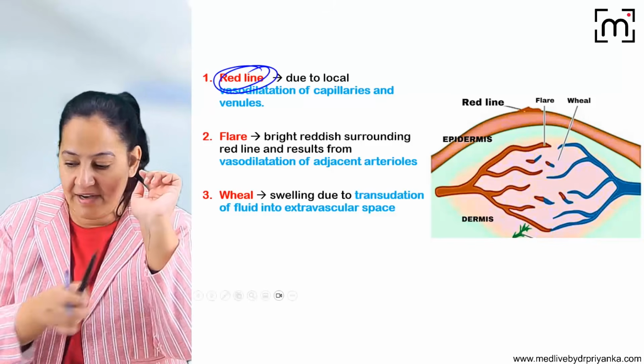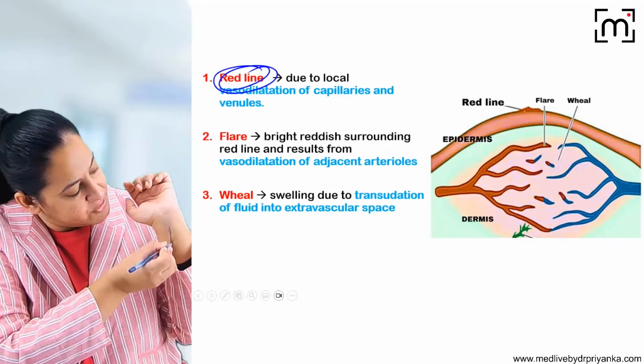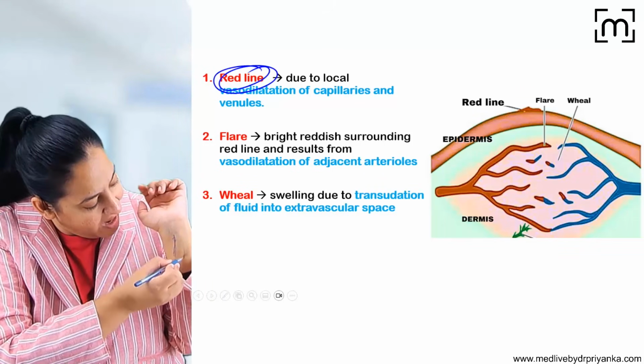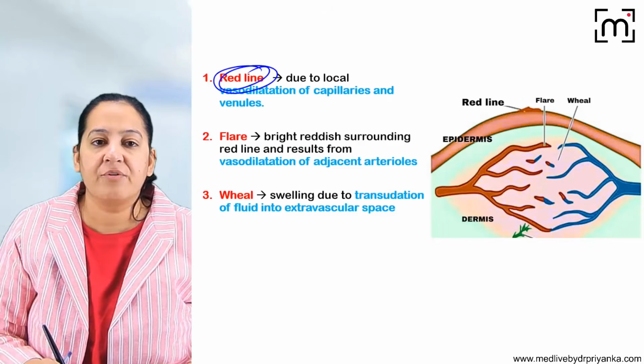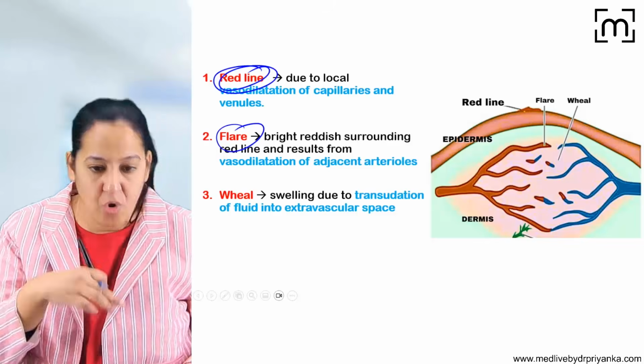So first there is a red line where the stroke is given. Wherever the stroke is given, there is a red line. Now the area around the stroke also becomes red in color. That is known as flare. Flare means the area around the stroke also becomes red in color.